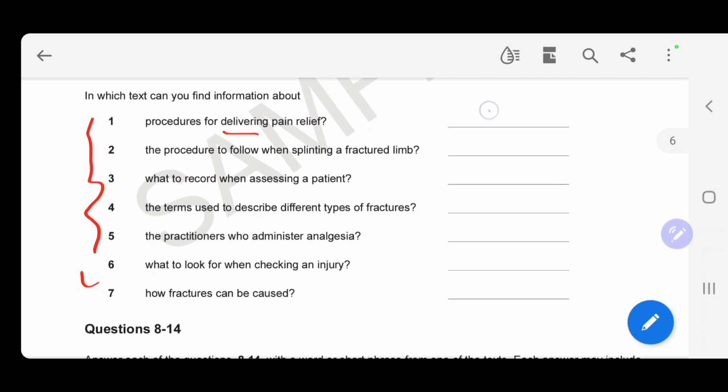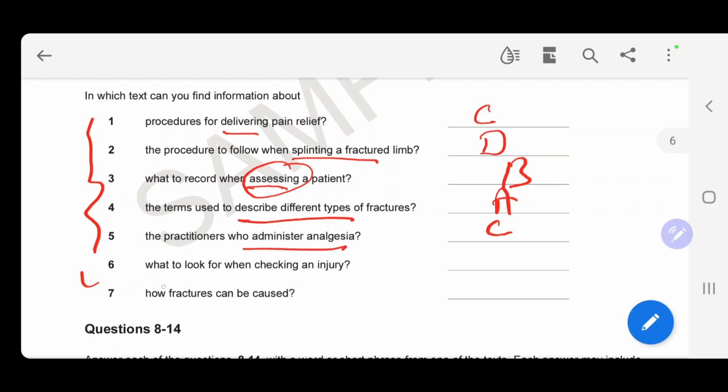We can see that this is your C. The procedure to follow when splinting a fractured limb, it was D. The record when assessing a patient, assessment was in B. The term used to describe different types of fracture, it was in A. The practitioner who administered analgesia, it was in C. And what to look for when checking an injury, it is in B. And how a fracture can be caused, in A.